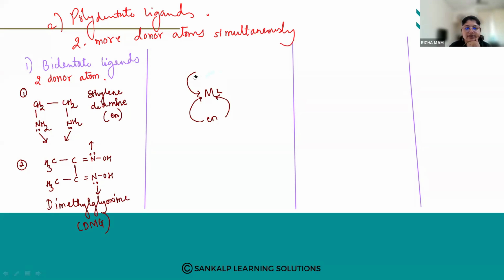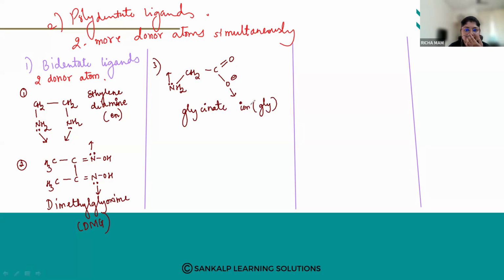So let us see the third one. The third example of bidentate ligands. Please note down these examples, very important. Then CH2, C double bond O, then O minus and NH2. So your nitrogen. So this is glycinate ion. It is represented by GLY.